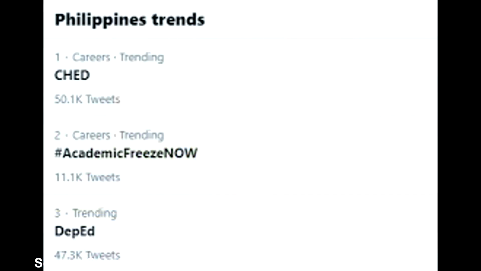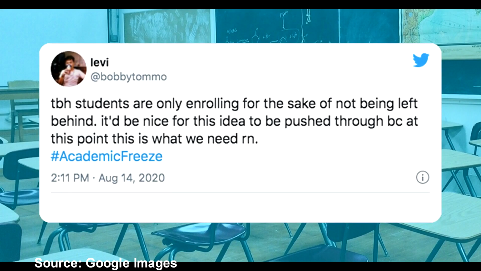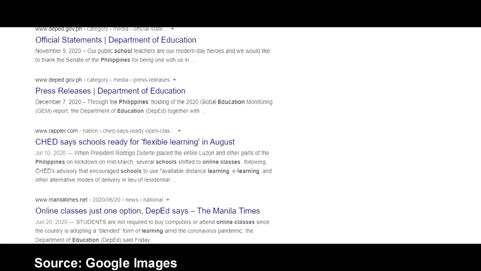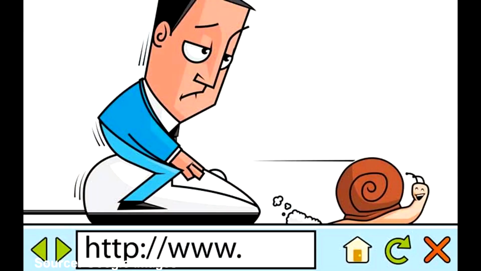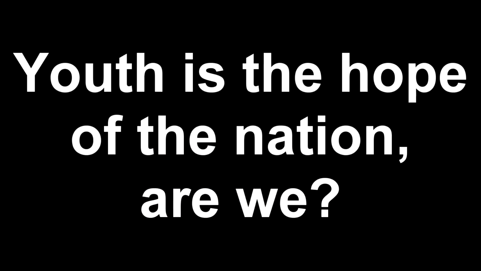Nevertheless, not everyone is enjoying the same privilege with the new system. Online blended education has a lot of controversies. The timely implementation of such is one. The readiness of the students for home-based education is another. Finally, the quality of services by the telecommunication companies. As Jose Rizal once said, "Youth is the hope of the nation." Are we? With this present educational platform, are we becoming the hope of the nation?